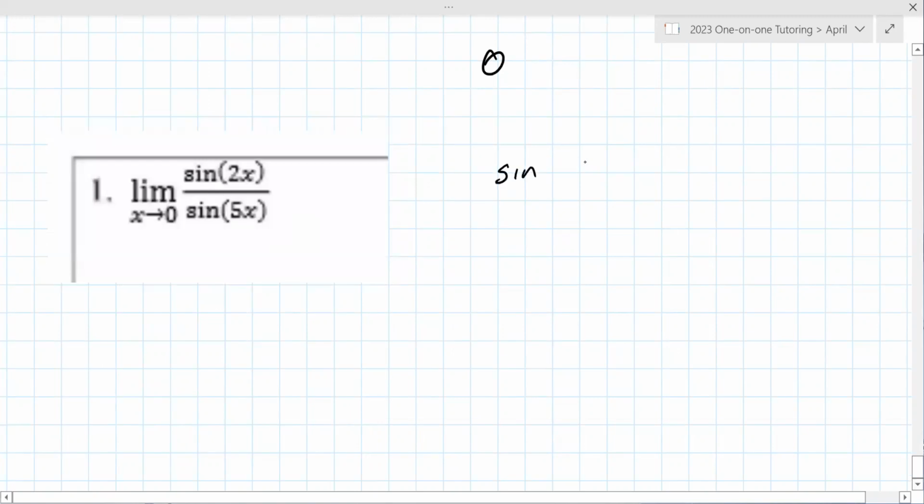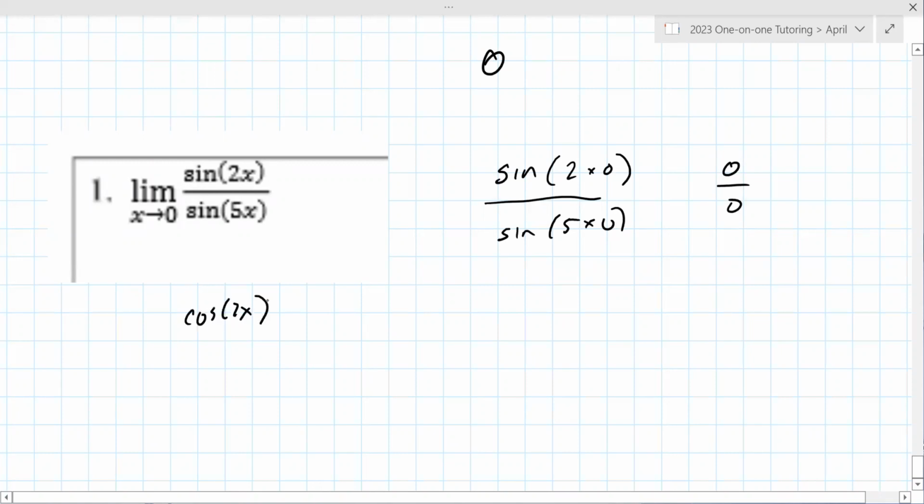You always try zero, and you're looking for indeterminate form. It lists the indeterminate forms at the top of that. So this is sine of 0 over sine of 0, which is 0 over 0. So that's indeterminate form. Take the derivative: sine is cosine. So cosine 2x, chain rule times 2. Cosine 5x times 5. If this were a formal test, you want to rewrite the limit notation.